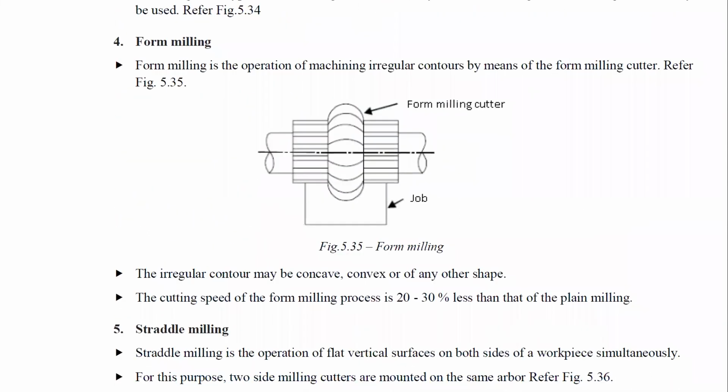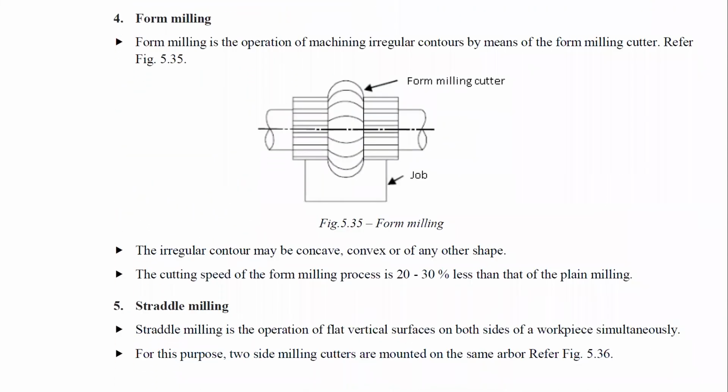The fourth one is form milling, for a specific type of circular or any other contour form. Form milling is the operation of milling irregular contours by means of a form milling cutter. The irregular contour may be convex, concave, or any other shape. The cutting speed of form milling is 20 to 30% less than plane milling.